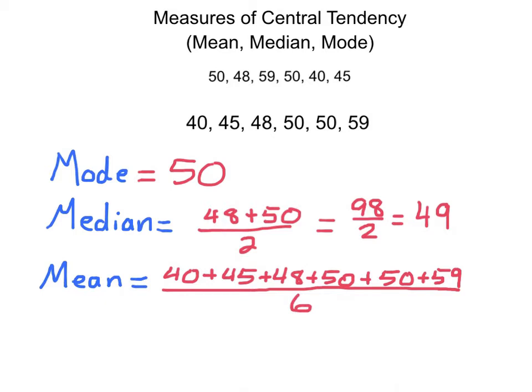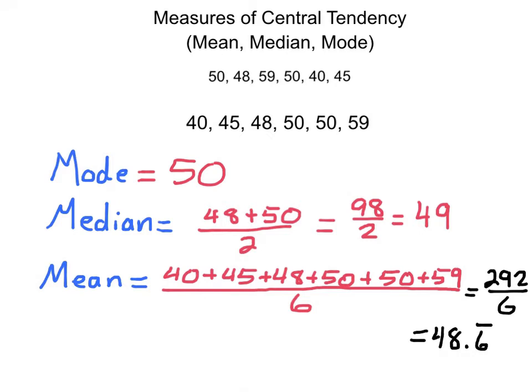So I'm going to jump ahead a little bit here, and I'll just tell you right now that if we were to add up all of this together, we would end up with 292. So 292, and we have to divide this by 6. Now, if we do divide this by 6, we're going to end up with a repeating decimal, specifically 48.6 repeating. So that would be the mean of our data.